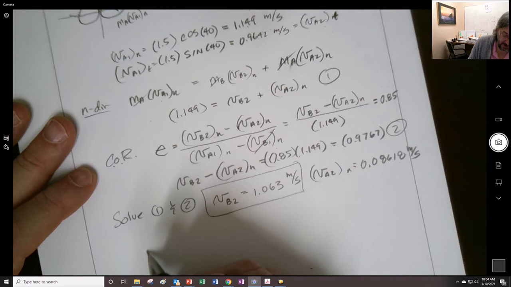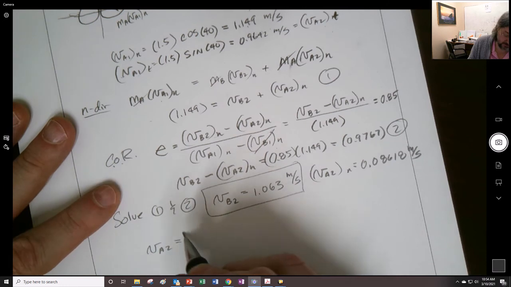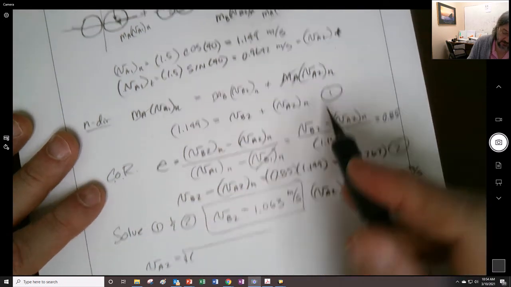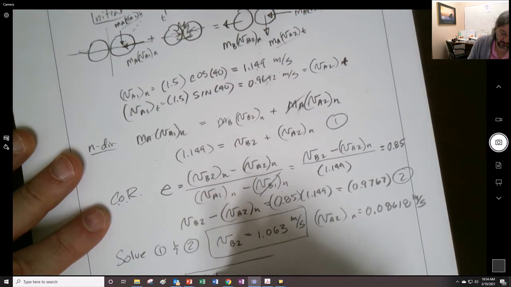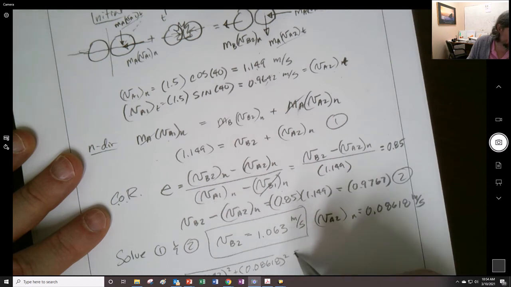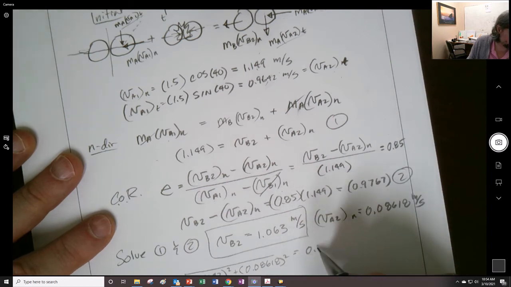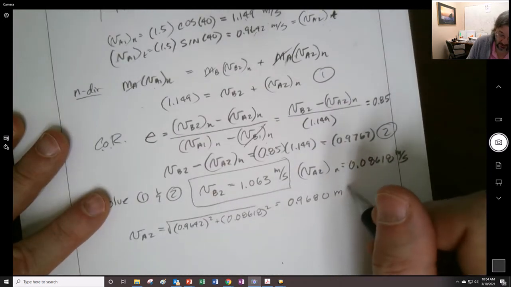So if we want to find the velocity of A in the second one, we take the square root of the original velocity in the tangential, in this case it's x direction, and 0.08618, and I predict it's not going to make a big hill of beans. 0.9680, right? So it didn't change much from what it had right here, meters per second.